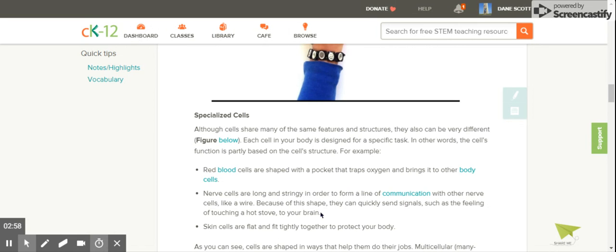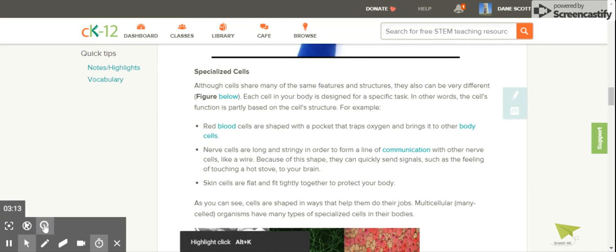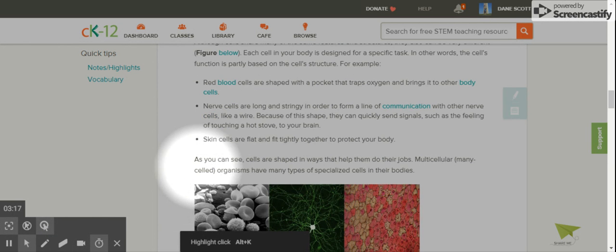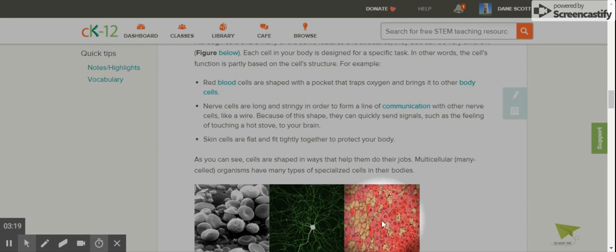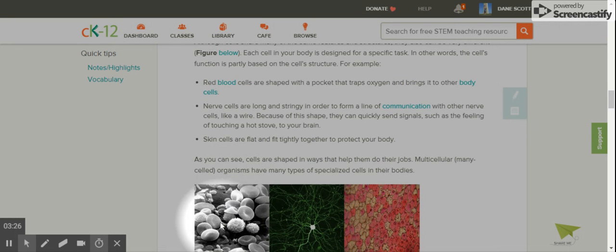Specialized cells. Although cells share many of the same features and structures, they also can be very different. Each cell in your body is designed for a specific task. In other words, the cell's function is partly based on the cell's structure. For example, red blood cells are shaped with a pocket that traps oxygen and brings it to other cells of the body. And here we have pictures of red blood cells. You will see the little depressions.